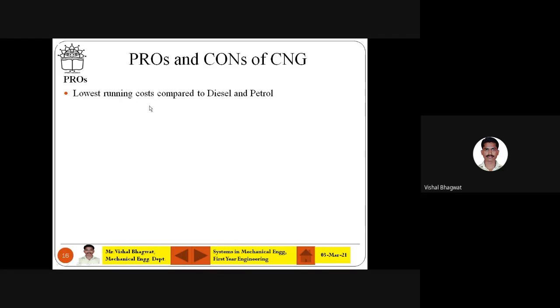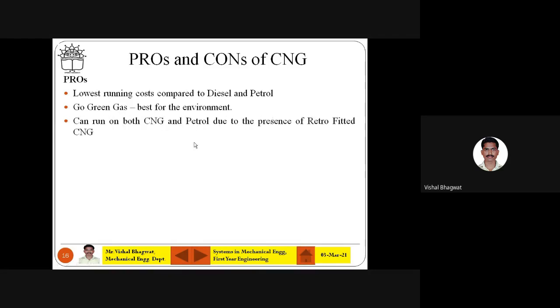But it will take the boot space. You will not have that cargo space. Anyway, the advantages, the pros: lowest running cost compared to diesel and petrol. Then it will not produce emissions like those produced by diesel and petrol. It is a go-green gas, I can say, and it is the best for the environment. No emissions, or very little emission.